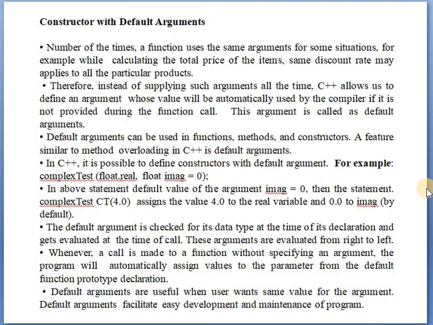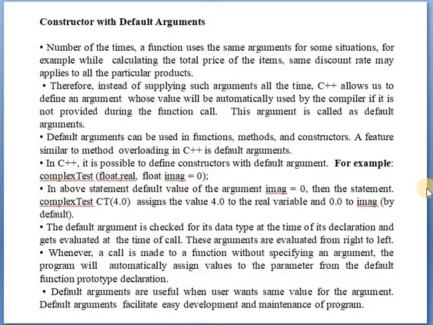See here, for example, complex(float real, float imag = 0). In this statement, the default value of the argument imag is 0. So when we use that float imag, it will automatically take the value 0. Then the statement complex ct(4.0) assigns the value 4.0 to the real variable and 0.0 to imag by default. Why? Because we have already initialized it with 0.